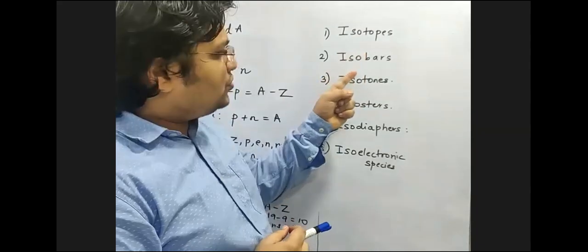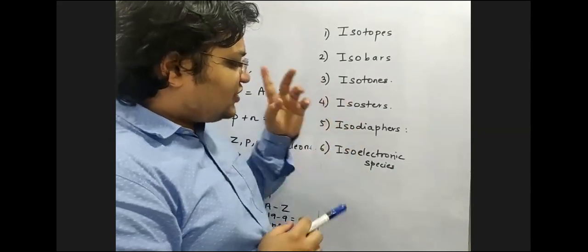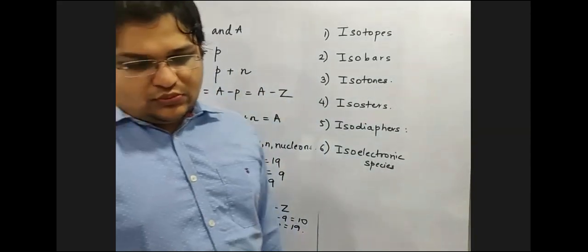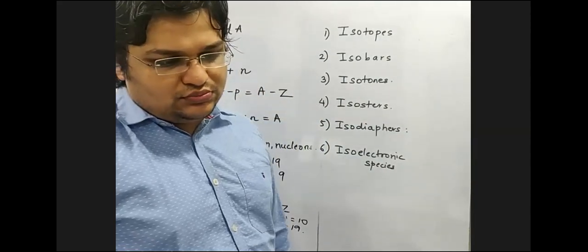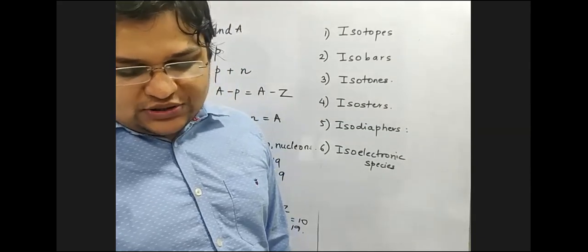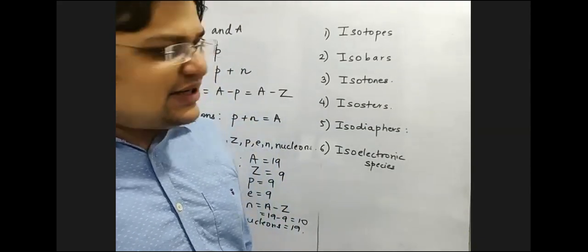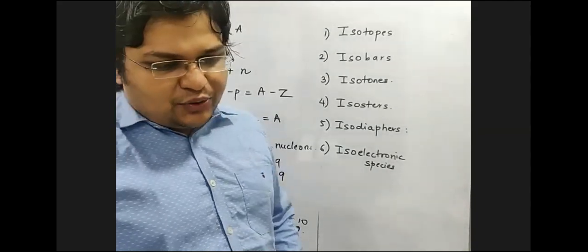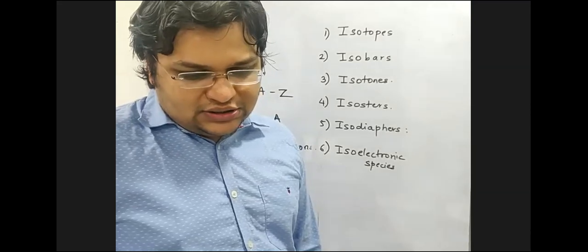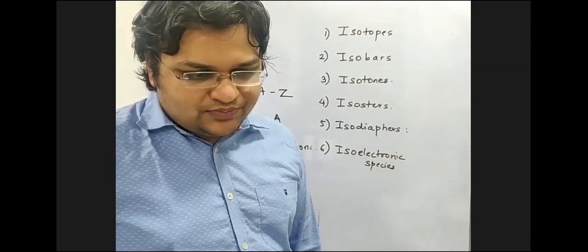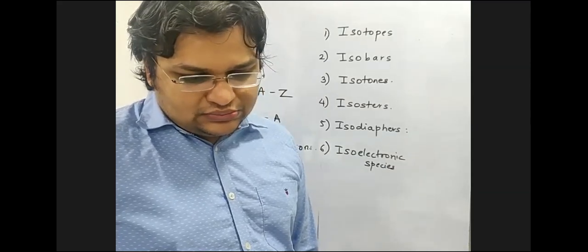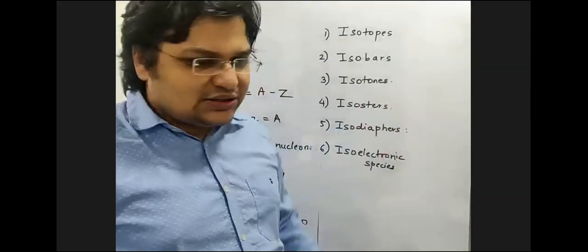Isotopes, isobars, isotones, isosters, isodiaphers, isoelectronic species. Any of it which you know, go ahead, please. Isotopes: same number of protons, different number of neutrons. Very good. Isobars.